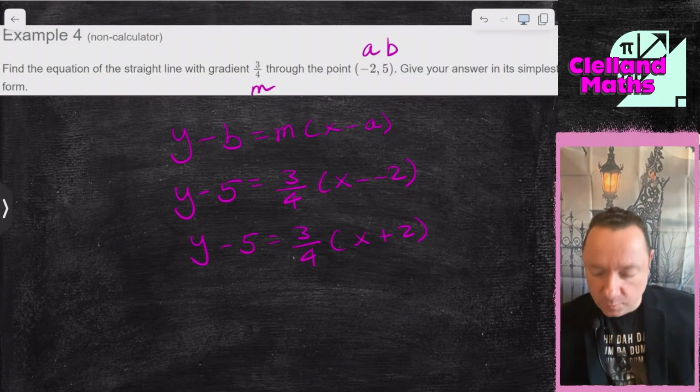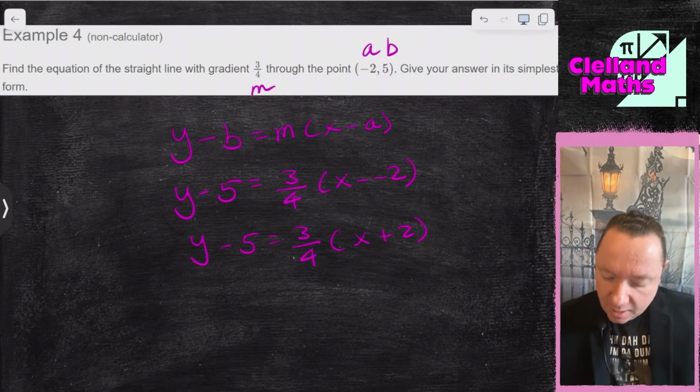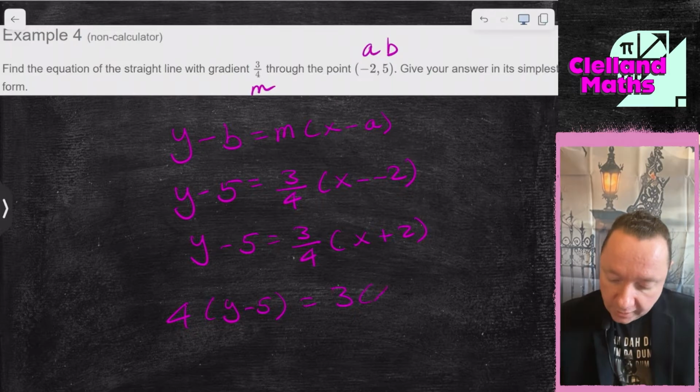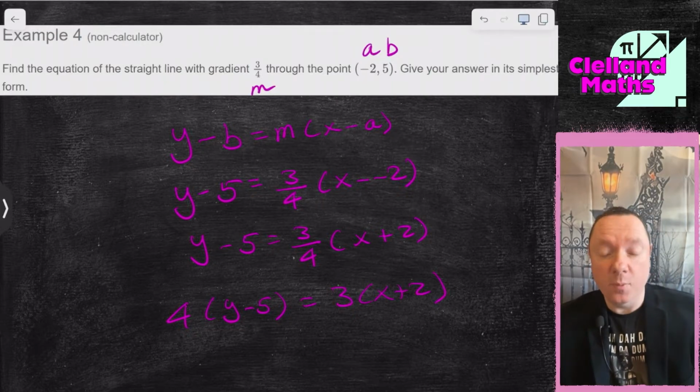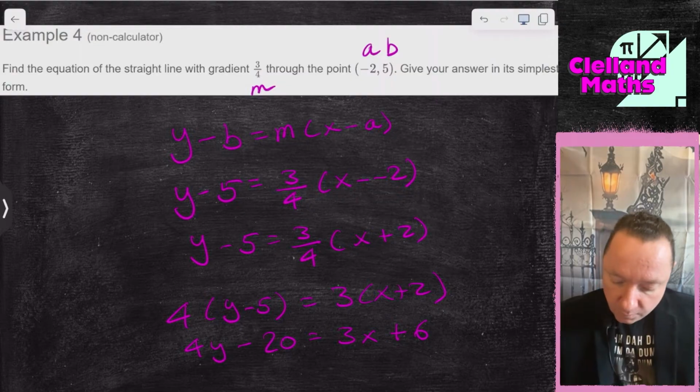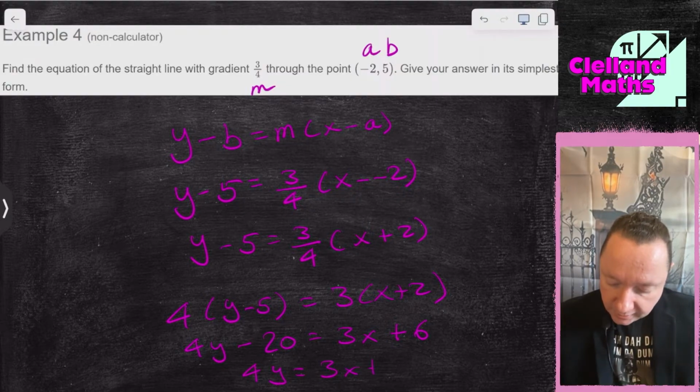I don't want to expand this because I'm going to get a nasty fraction. I might actually simplify it to something nice, but in general, I'm just going to take the denominator and put it on over here. And that means I'll have 4 times y minus 5 on the left as the numerator, which is 3 times x plus 2. And that gets expanded both sides. 4y minus 20 is 3x plus 6. And then moving the numbers, I've got 4y equals 3x plus 26.